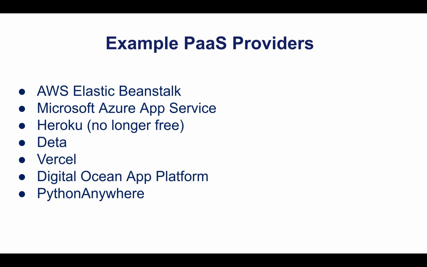I think the next logical question is, why have we chosen Railway App as our platform as a service provider for this course? Because there are many other options out there. You've got the big providers like AWS, GCP, Microsoft Azure. They all have their own platform as a service equivalent, like Elastic Beanstalk in the case of AWS, or Azure App Service in the case of Azure.